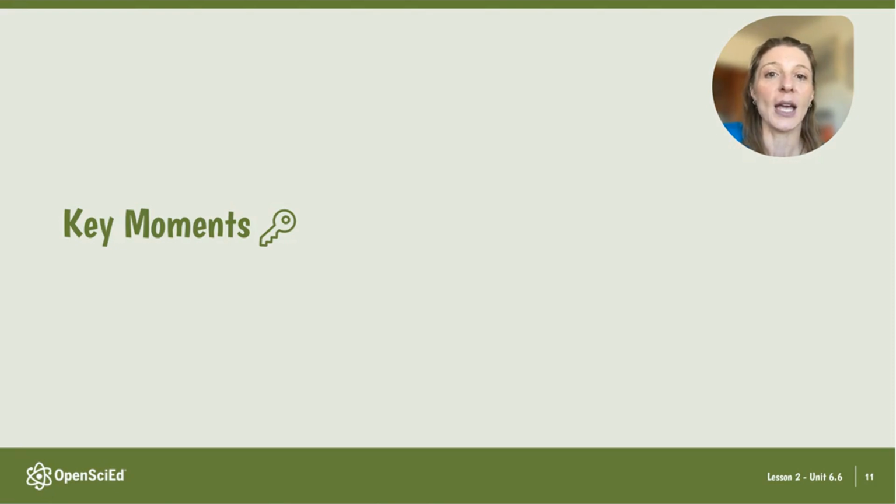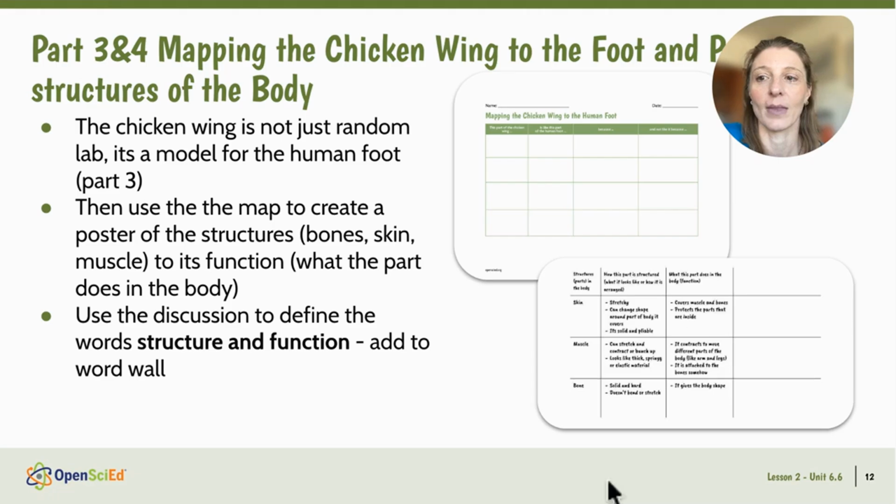Now let's take a look at key moments in the sense-making that you won't want to miss. The first key moment happens in parts 3 and 4, where you map the chicken wing to the foot and start the poster of the structures in the body. I lump parts 3 and 4 together because this is where the students realize the chicken wing is a model for the human foot. Part 3 helps the students to see that the chicken wing is not just a random lab, but a model for the human foot.